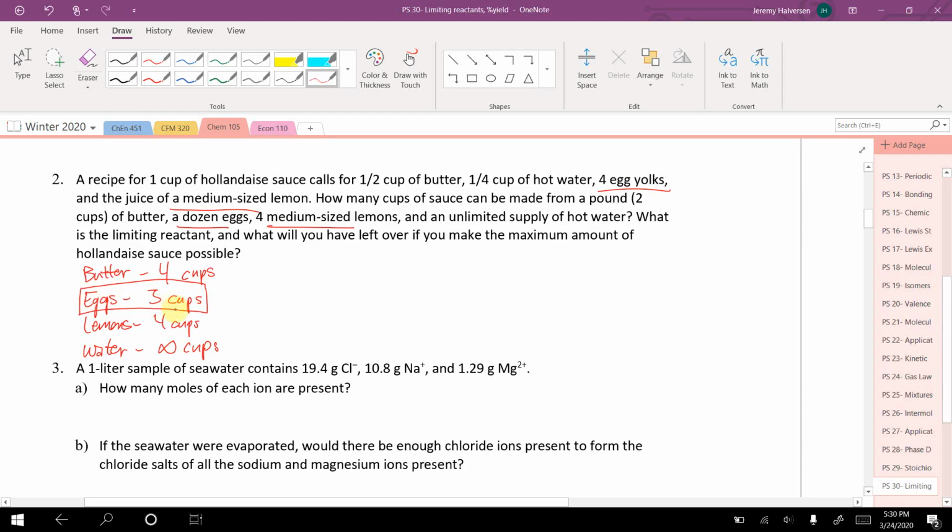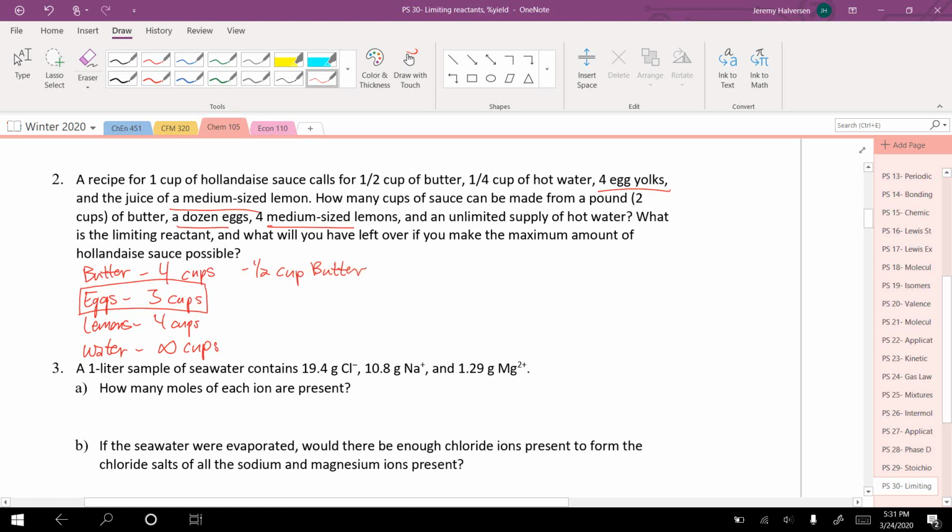Okay, once we make 3 cups of hollandaise sauce, we're out of eggs. We still have everything else left over. What will you have left over if you make the maximum amount of hollandaise sauce? Well, after I make 3 cups of hollandaise sauce, I'm going to have 1/2 cup of butter left.